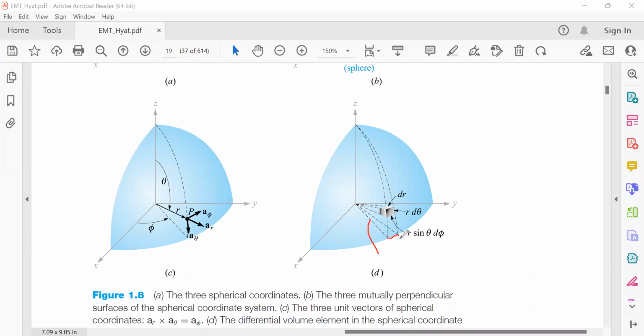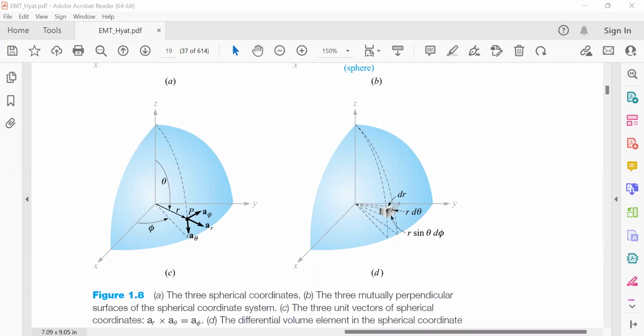So arc will be equal to radius into angle. Our angle is d phi because this angle is phi. So this small angle is what? D phi. So this small distance will become R sin theta d phi. And this will be dr because it is in the direction of R. So this one is R and this small distance is dr.